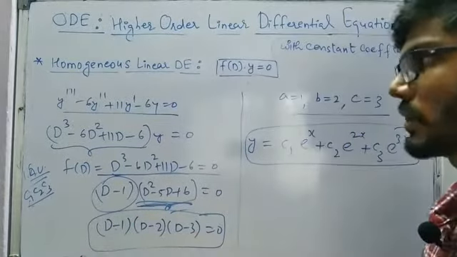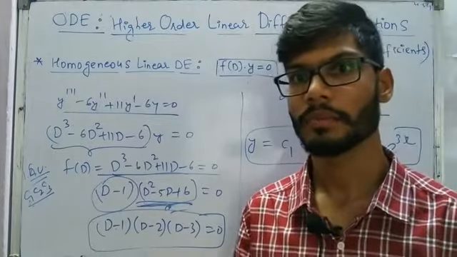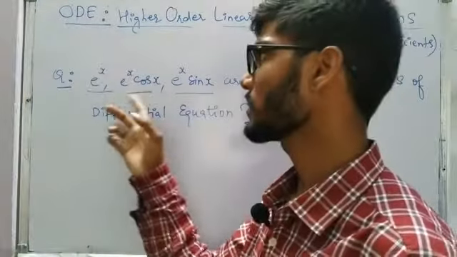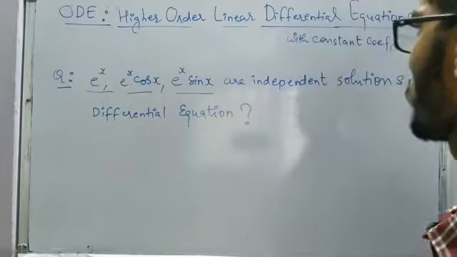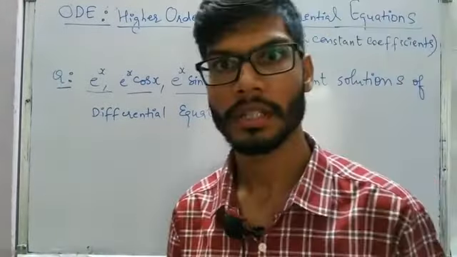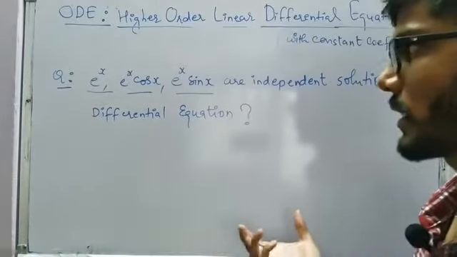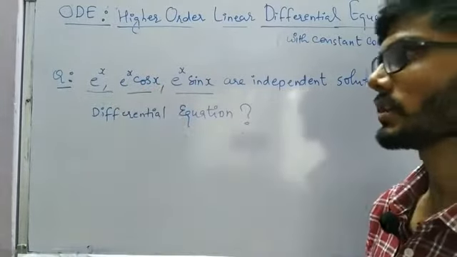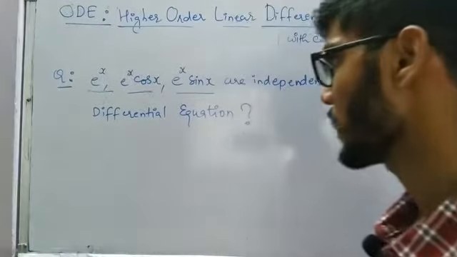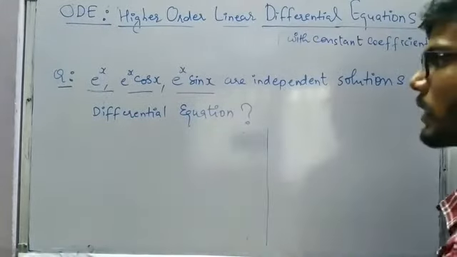So let us solve that also, otherwise in the next session we won't be able to start with a fresh concept. The problem is given as: e^x, e^x cos x, e^x sin x are the independent solutions of which differential equation. In this case we have the reverse technique: we have the general solutions, and we have to find which differential equation they belong to. So we have to do the reverse work.